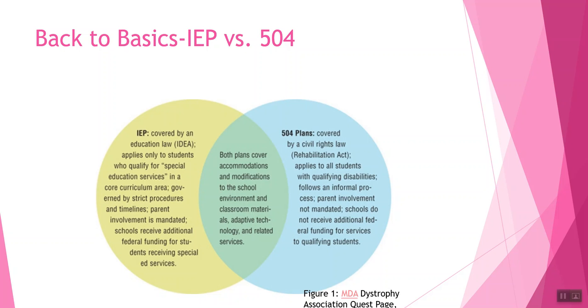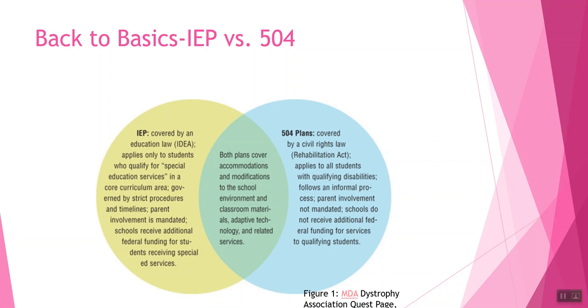So just to give you a little rundown of the figure I have on this slide, an IEP is covered by the Education Law IDEA, and it applies to students who qualify for special education services in the core curriculum. There are strict procedures and timelines that need to be adhered to. Parents must participate in the building of an IEP and be met with yearly to discuss the progress being made. And students can receive federal funding or additional federal funding for students that have special education needs or receive special education services.